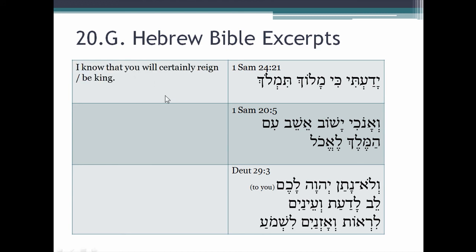Okay, that's our translation. 1 Samuel 20 verse 5, Ve'anoki yashov eshev. There you can even hear that you have the same lemma going on here. Ve'anoki yashov eshev im hamelech le'ekol. So there's our conjunction and. Anoki is our first person personal pronoun, I. Then we have yashov, there's our pattern, qamets, holem, vav. That's an infinitive absolute from yashav.